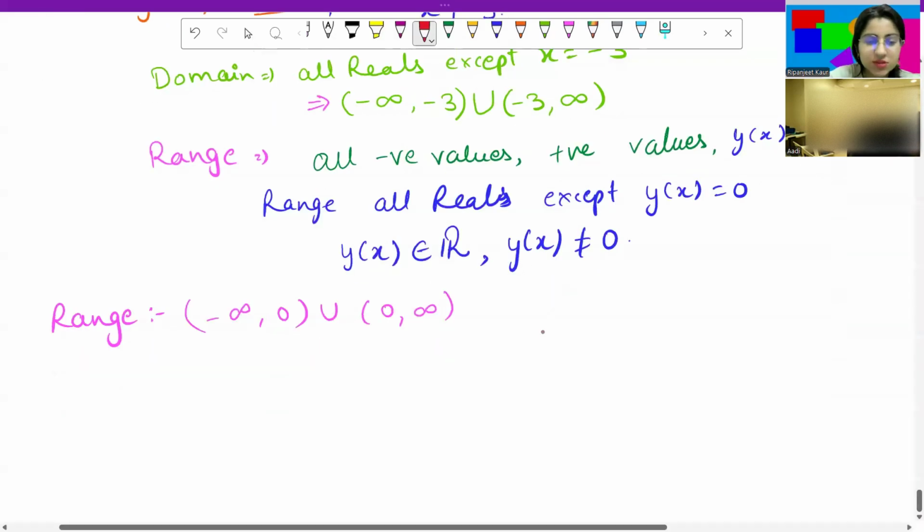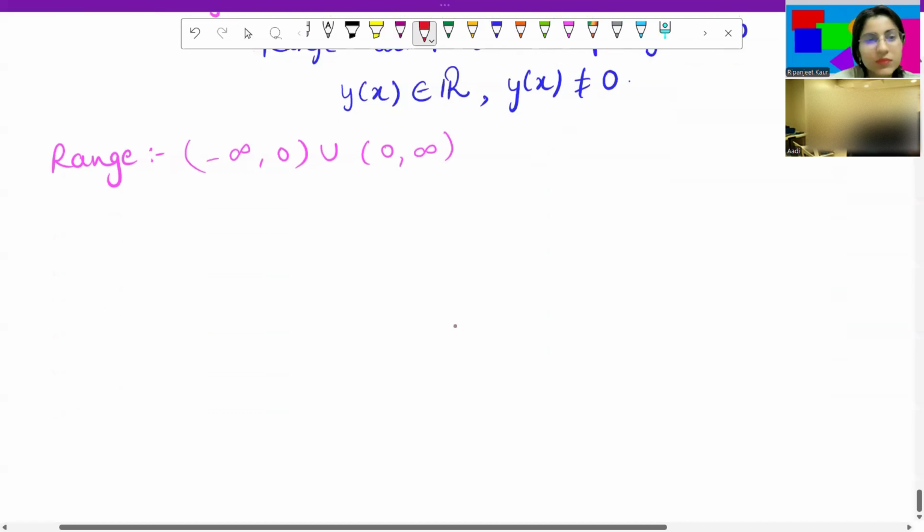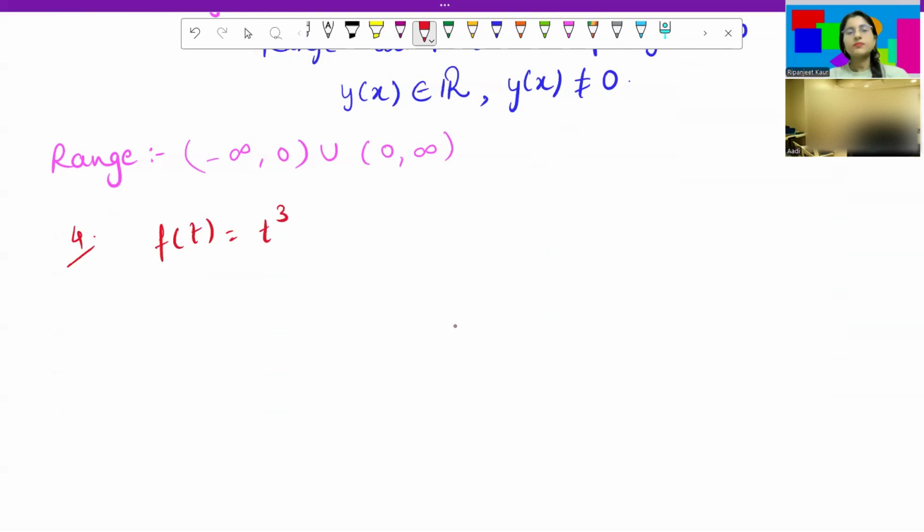Let's go with our next question, which is the function f of t equals t cubed. Now, what do you think are all the values that we can plug in for t?